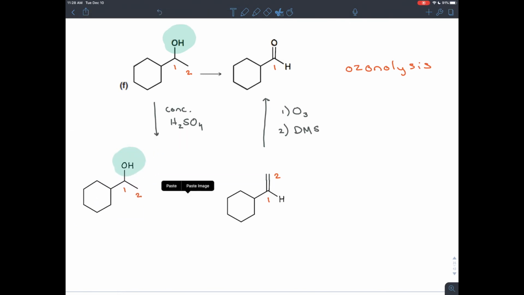So notice that you could get 2 products doing an elimination reaction with this oxygen. You could form a pi bond toward the beta carbon on the left, or you could form a pi bond toward the beta carbon on the right. We want to form it on the right.